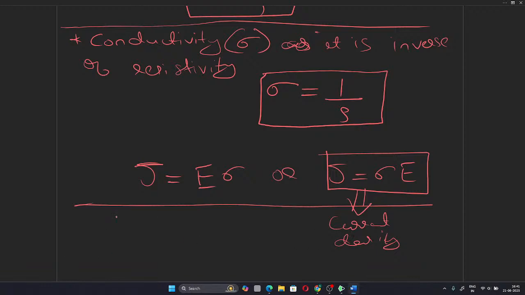With this, we can end the topic Ohm's law, at least partially.